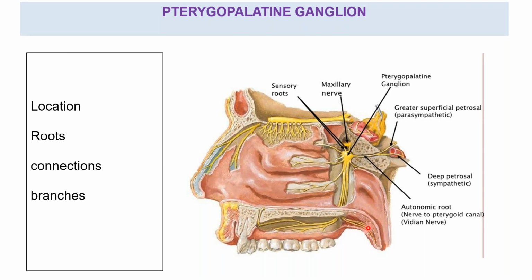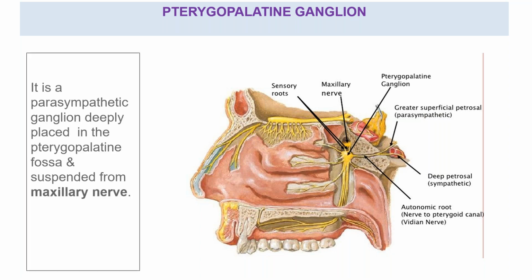Now we come to the important topic, that is the pterygopalatine ganglion. So we are done with this. So we know where the pterygopalatine fossa is. Now we understand that in this pterygopalatine fossa, the one important content is the pterygopalatine ganglion: how it is situated, how it is placed, and what its roots, connections, and branches are.